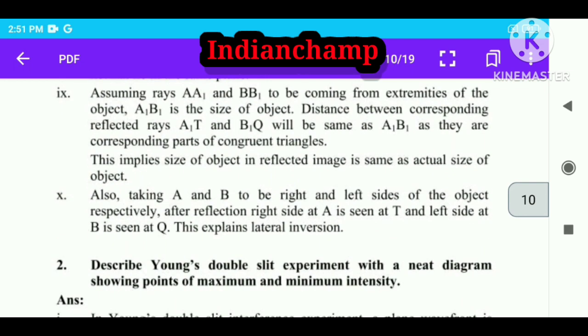Then also, taking A and B to be the right and left side of the object respectively, after reflection of light the right side at A is seen at R and the left side at B is seen at Q. This is the explanation of lateral inversion.